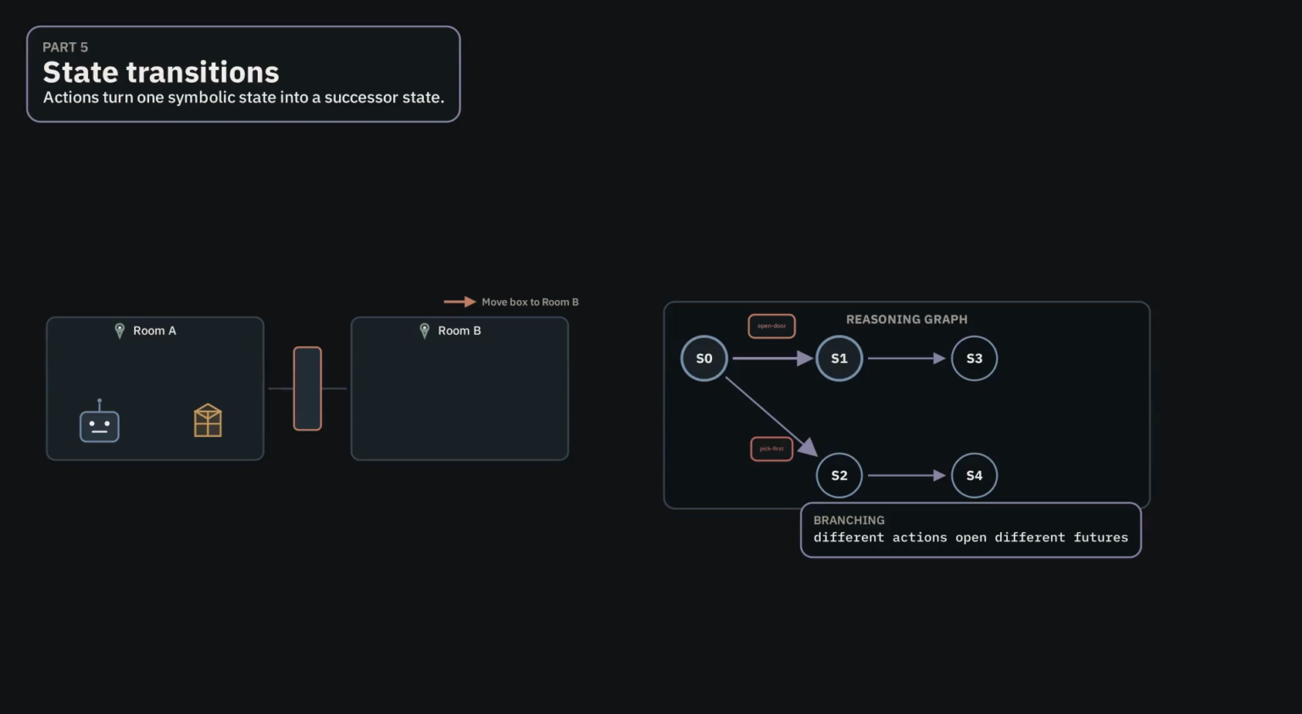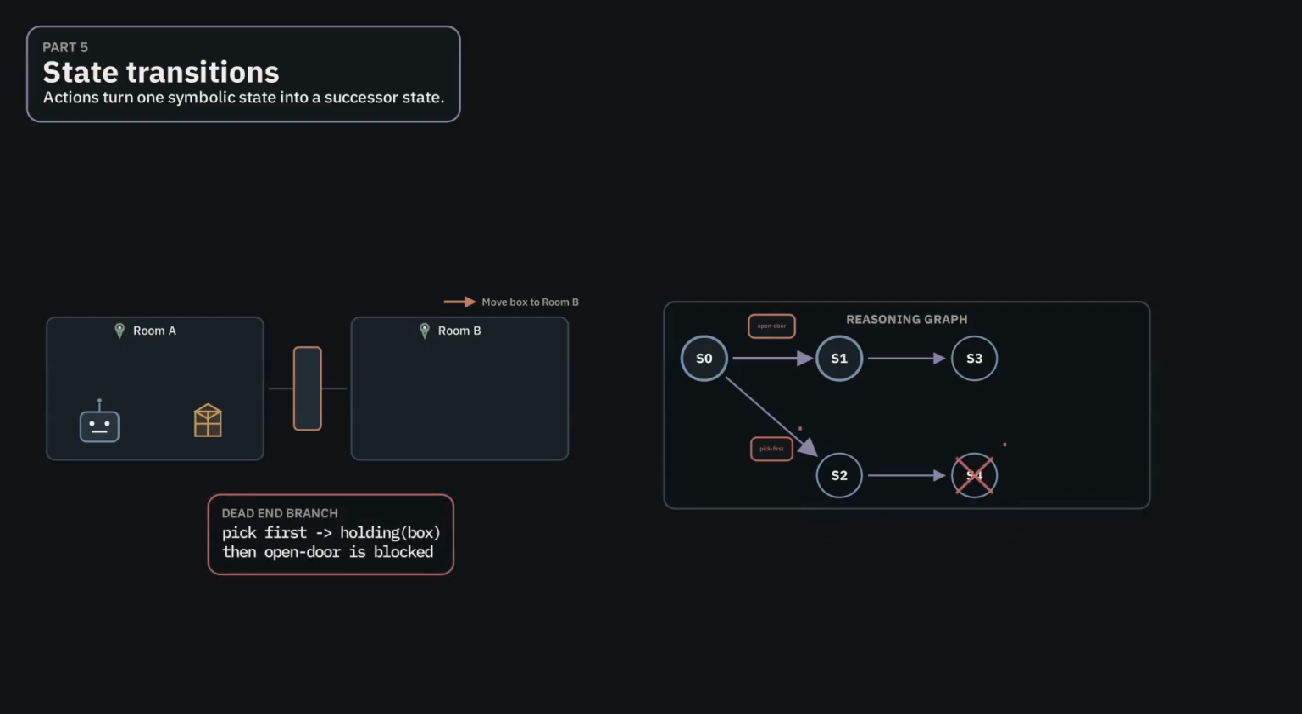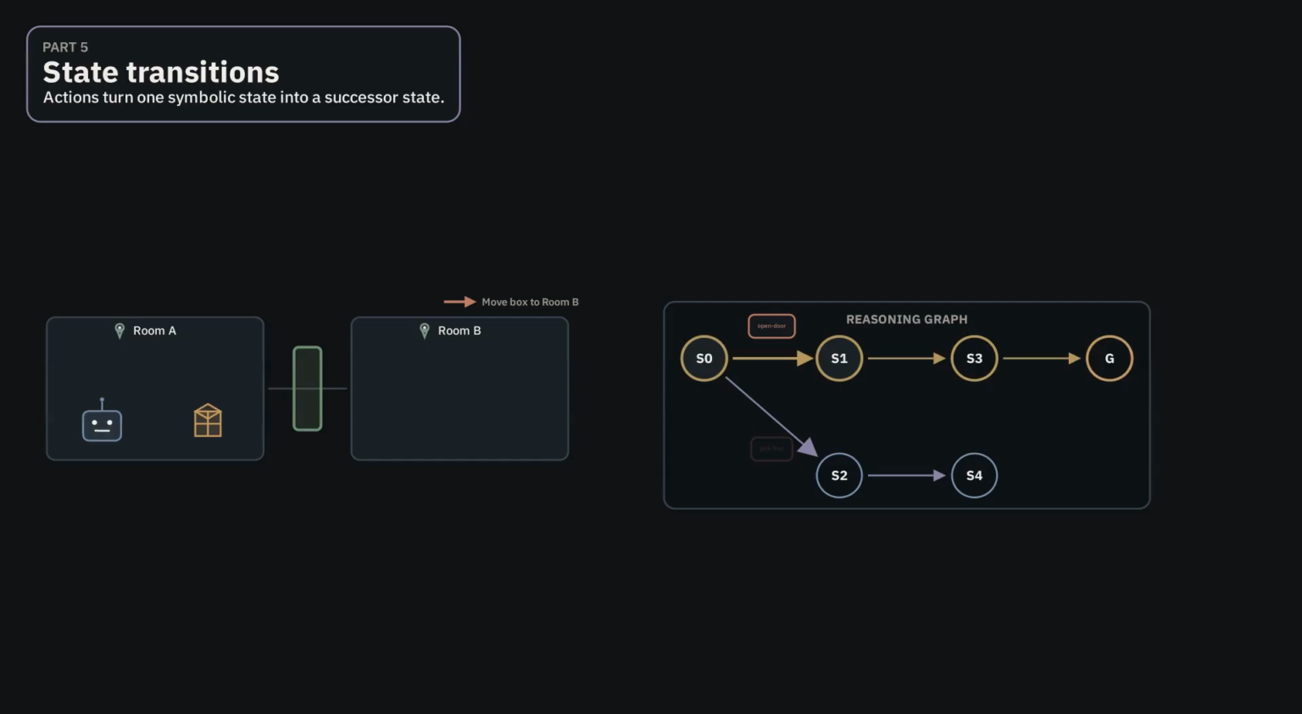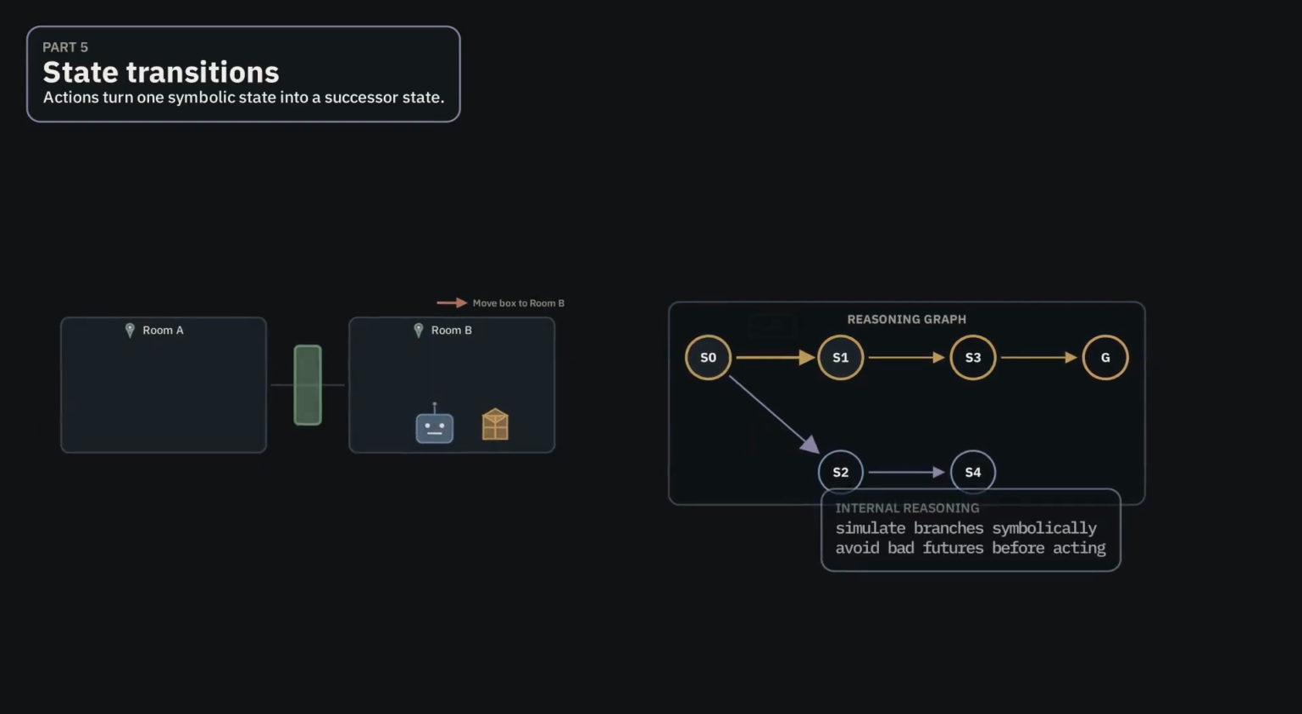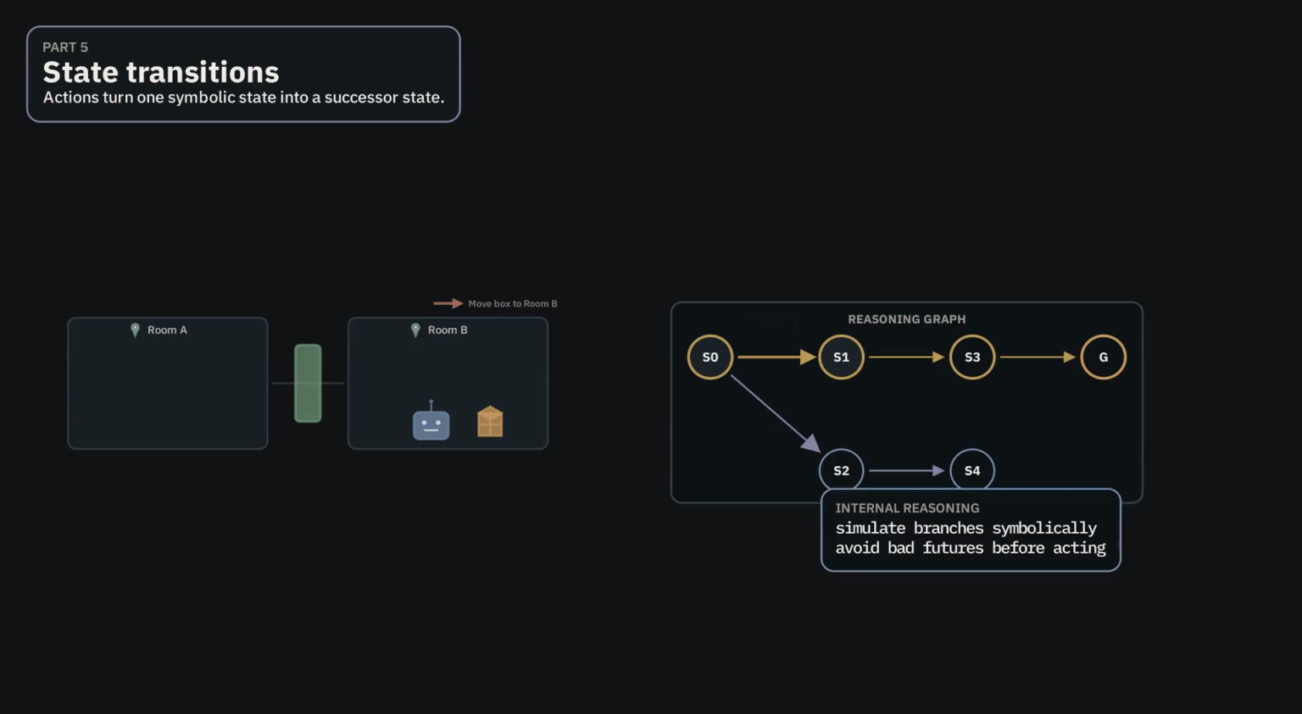But the planner does not only consider one transition sequence. It can branch. For example, what if the robot picks up the box first? That creates a different future state. In that future, the hand is no longer empty. So now open door may be impossible. That branch is a dead end. Another branch opens the door first. That branch stays alive. Then the planner can pick up the box. Then move the box. Then reach the goal. This is why planning feels intelligent. The physical robot does not need to make all these mistakes in the real world. The planner can explore them symbolically in advance.